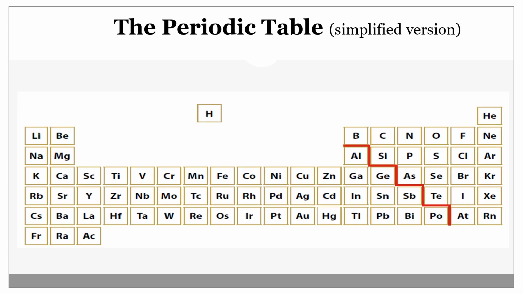A simplified version of the periodic table is shown on the screen. Usually, elements on the left side of the red line are metals, while elements on the right side of the red line are non-metals. Note that hydrogen is a non-metal.